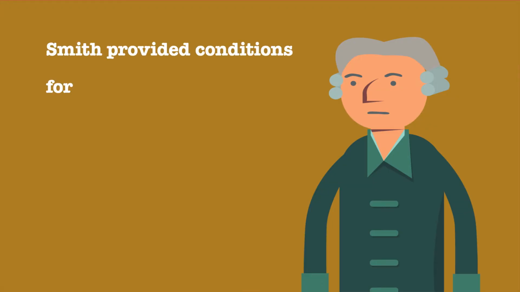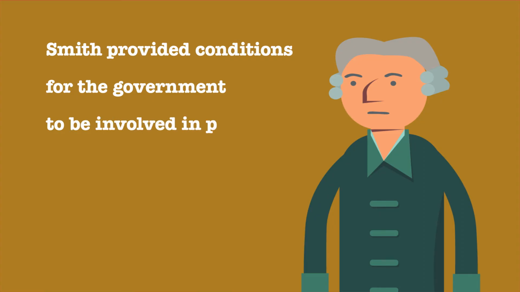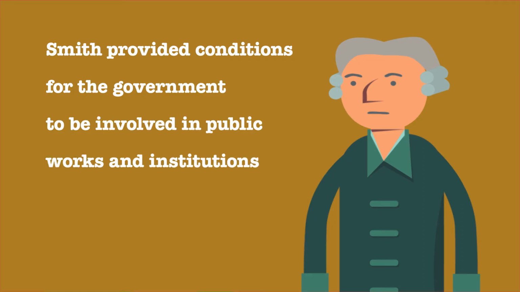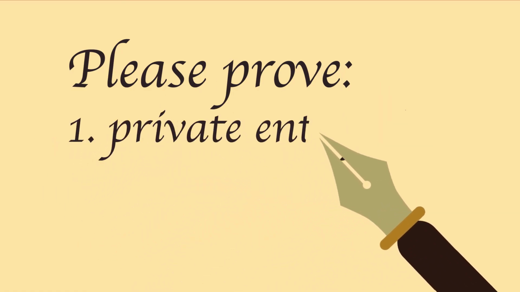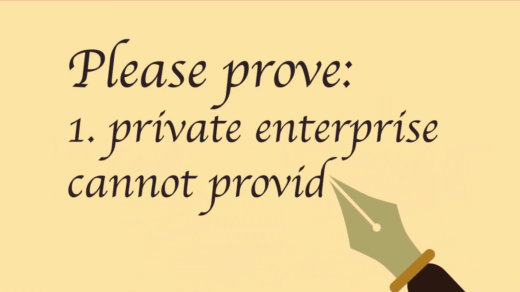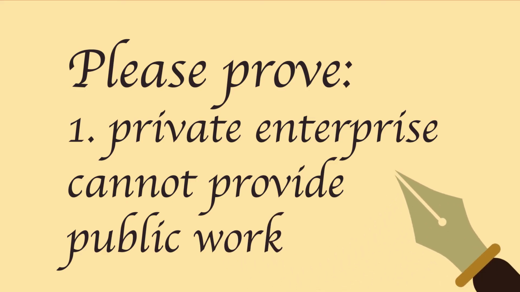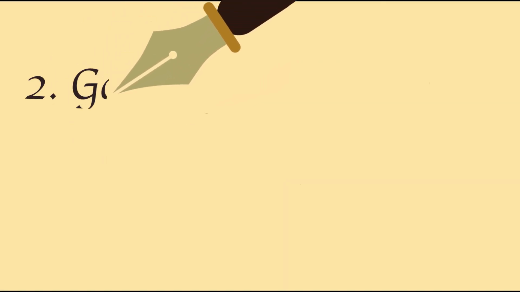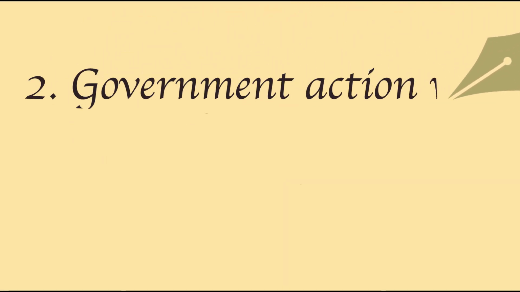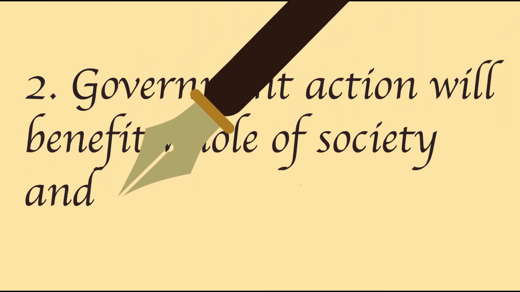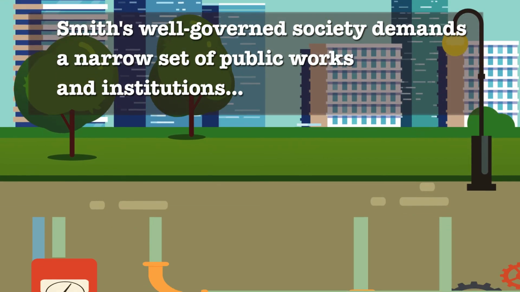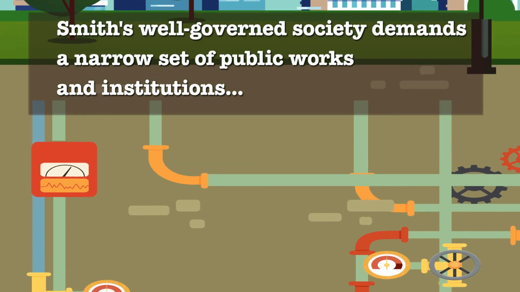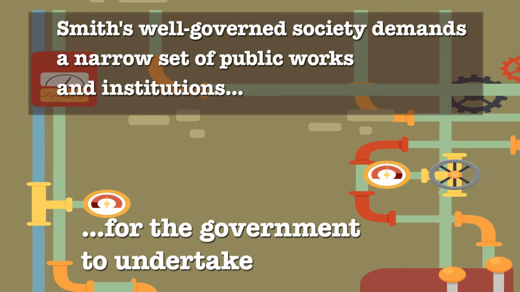But this is a misreading of Smith, who provided fairly stringent conditions for the government to be involved in public works and institutions. Smith required that advocates for government action prove that, first, private enterprise could not provide the public work or public institution, and second, that the government action would benefit substantially the whole of society and not merely one group at the expense of another. In Smith's well-governed society, these two conditions result in a fairly narrow set of public works and institutions for the government to undertake.